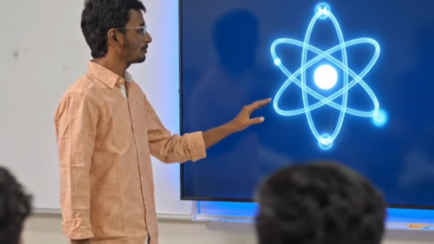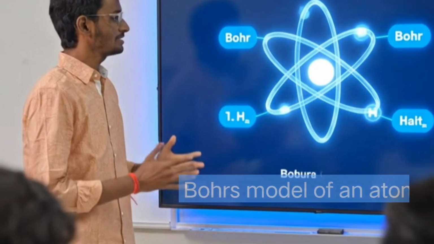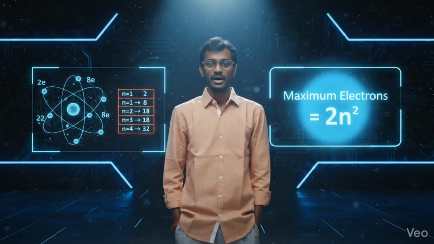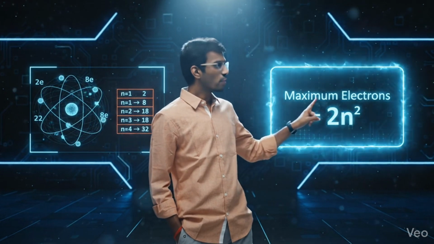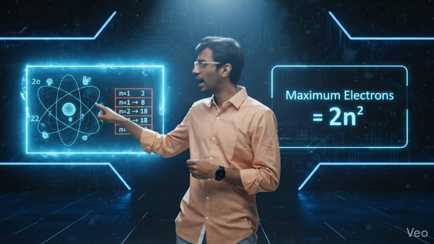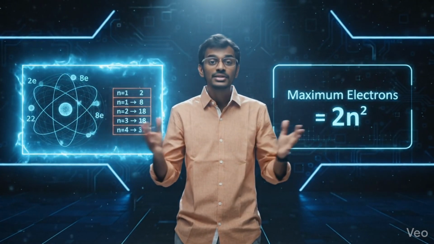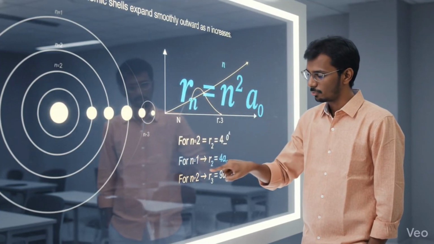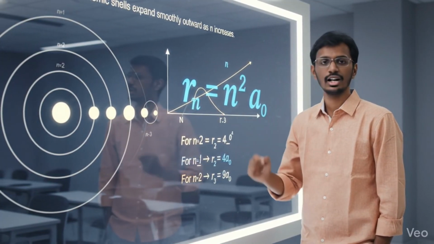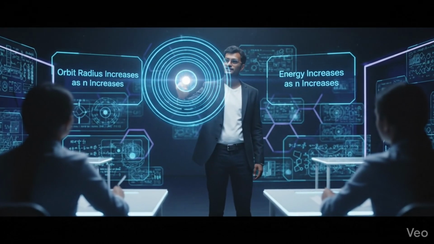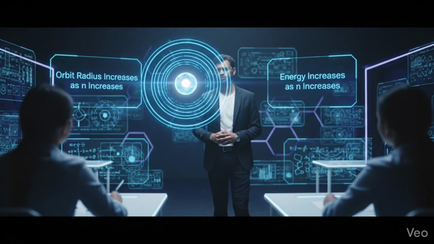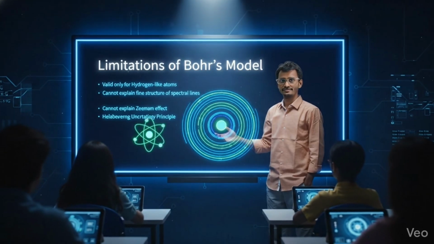The principal quantum number, represented by n, tells us the main energy level or shell of an electron in an atom. The maximum number of electrons that can occupy a shell is given by the formula 2n squared. For n equals 1, the shell holds 2 electrons. The radius of an orbit in the Bohr model is given by the formula r sub n equals n squared a naught. Notice how the orbit radius increases as n increases. This directly correlates with the rise in energy shown here.